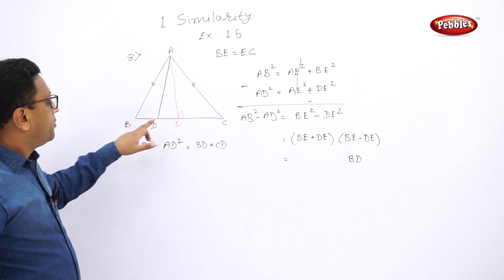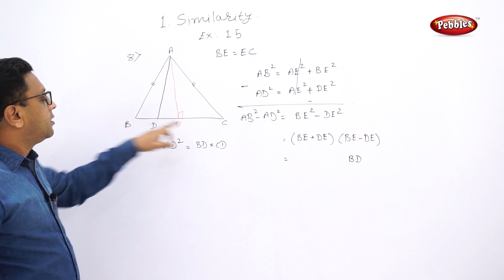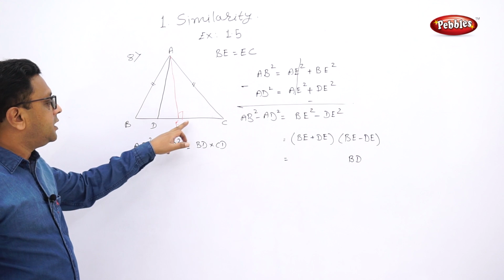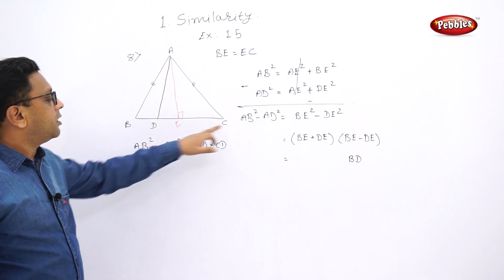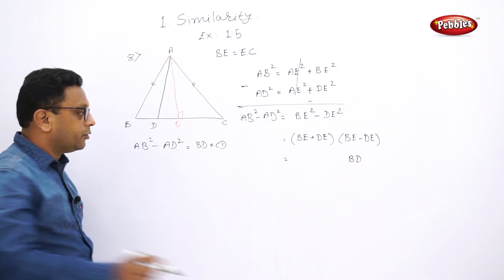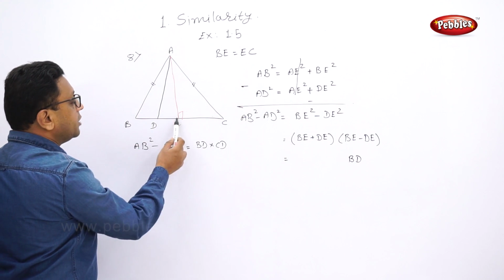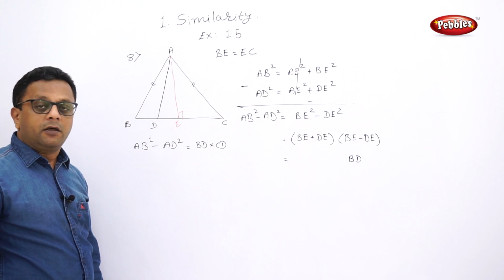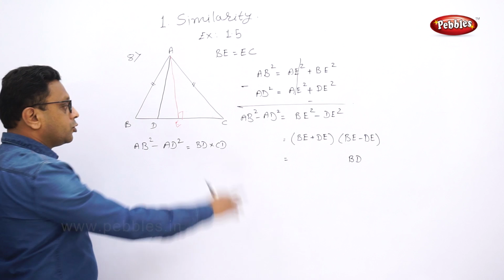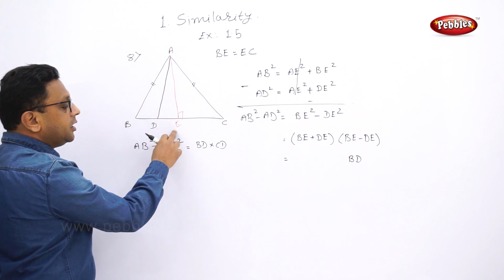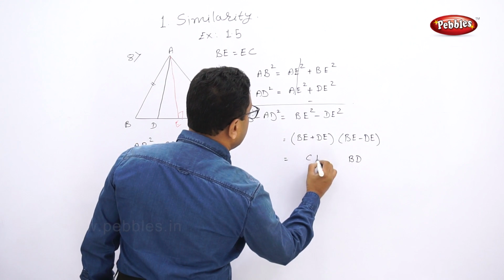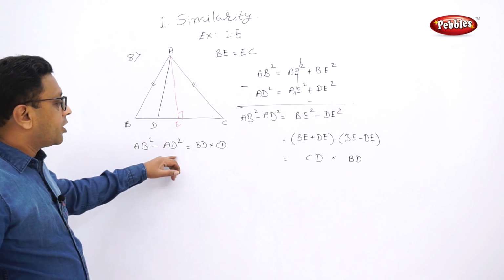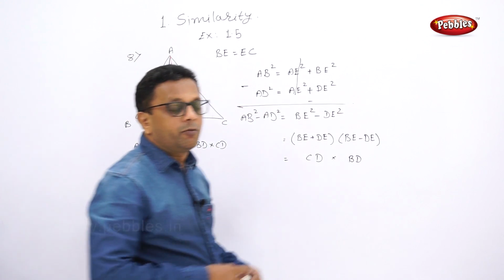What is BE plus DE? BE is nothing but EC because both the triangles are congruent. So you now have EC plus DE, which is nothing but CD. Again I am telling you, this BE is nothing but EC because these two triangles are congruent. So we have EC plus DE, which is nothing but CD. So it is proved: AB square minus AD square is equal to CD into BD.